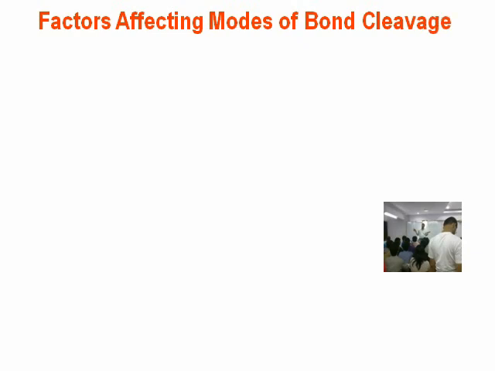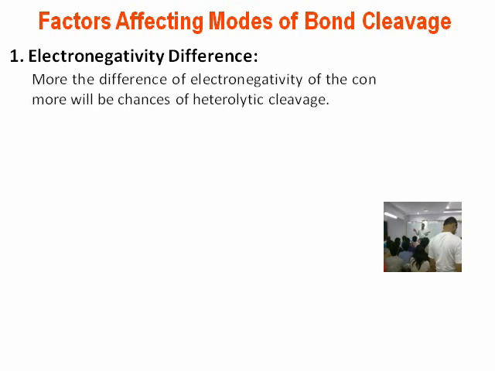Let us now study factors which will affect modes of bond cleavage. One factor is electronegativity difference. The higher the difference of electronegativity of the concerned atoms, the more will be the chances of heterolytic cleavage.